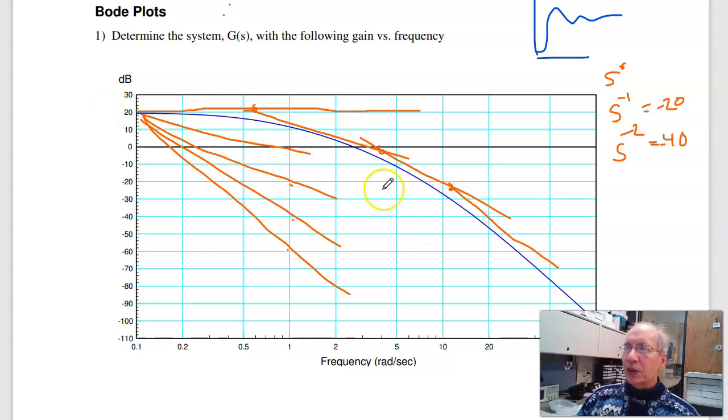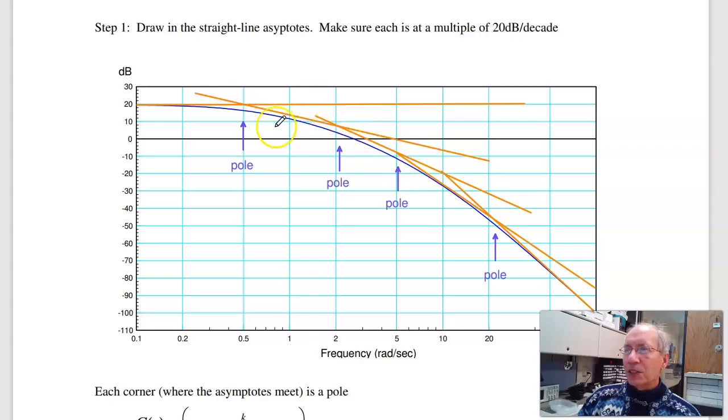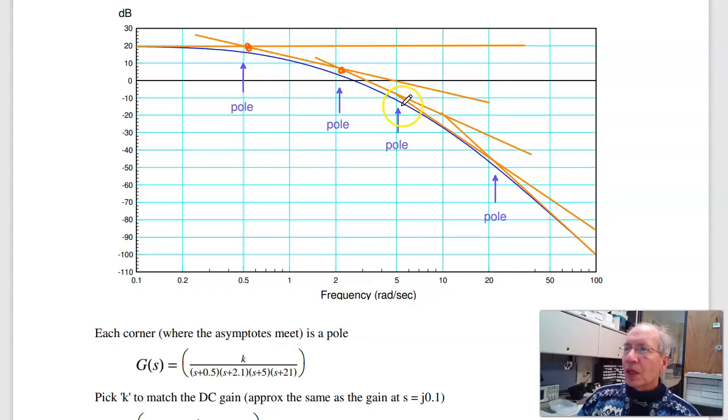So doing that, drawing these straight lines, I get these curves. Where they intersect is your pole. That's why it's called a corner frequency. It's a corner on your Bode plot. The corner is where the pole is. So there's a pole right here at about 0.5, another pole right here at about 2.1, another pole right there at about 5, and another pole at about 21. So this is the form of my filter. I've got poles at the corners of my Bode plot.